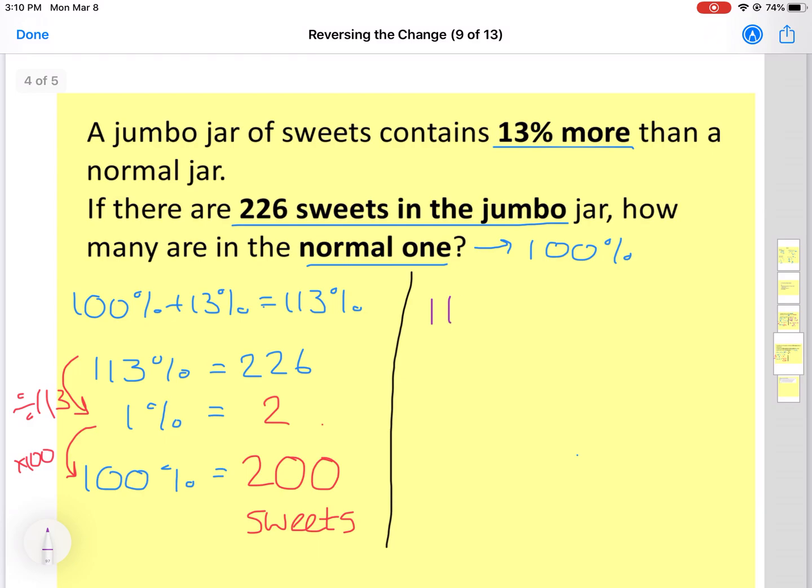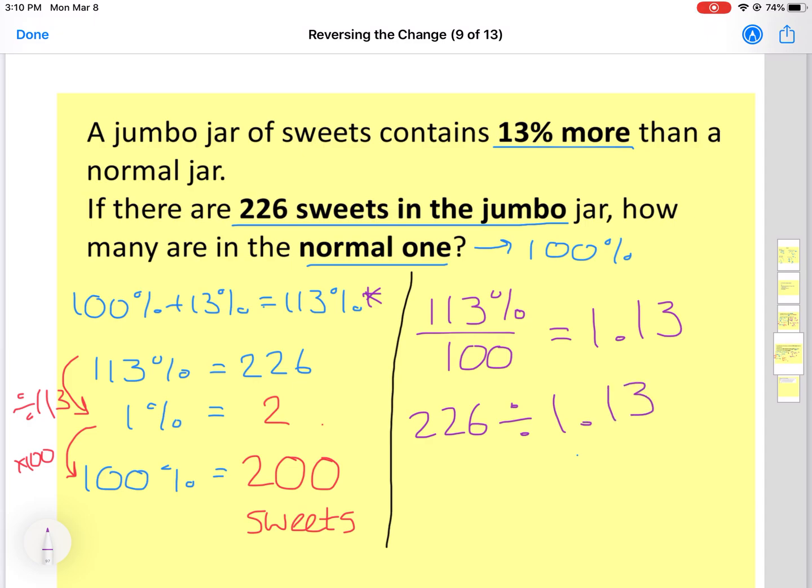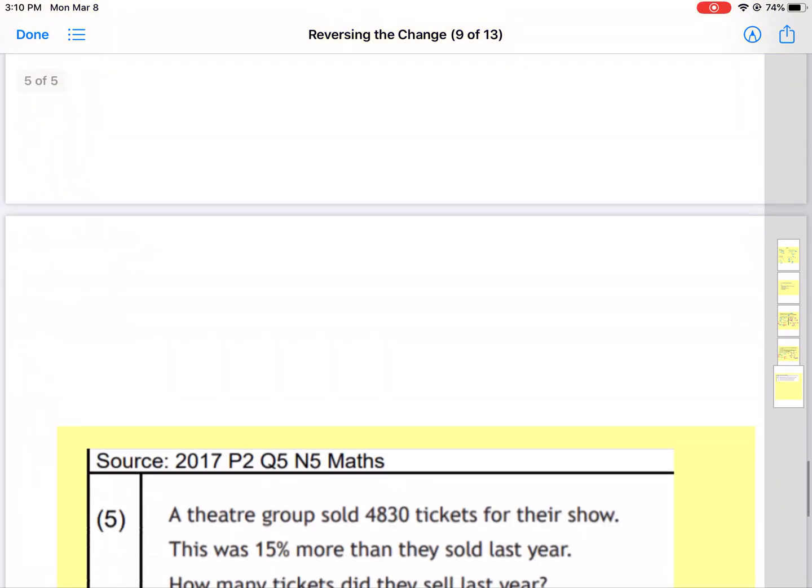Okay. You'd end up with the same calculations or the same answer if you work out using the multiplier method. So you would still get 113 because you do this calculation first. Divide that by 100 to get 1.13. That gives you your decimal. And then take the 226 and divide it by 1.13. And we'll end up again with 200 sweets for that answer as well. Okay, got one more example of these and then I'll get you on to some questions.